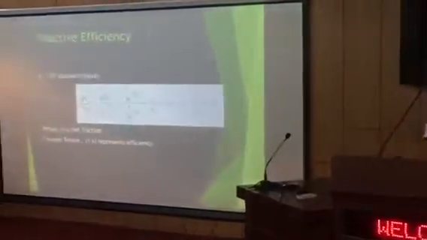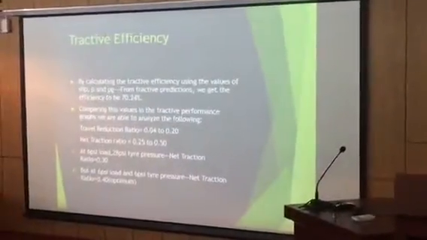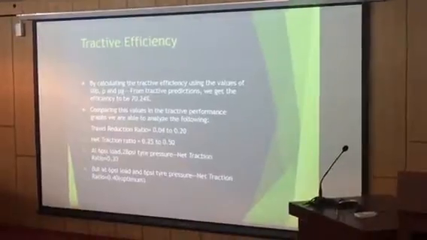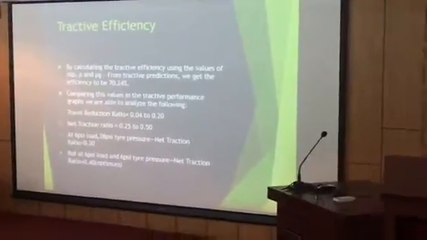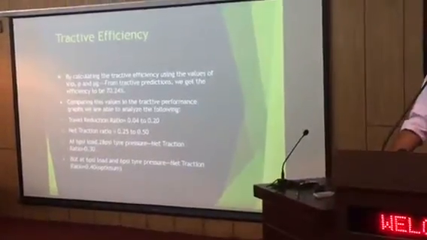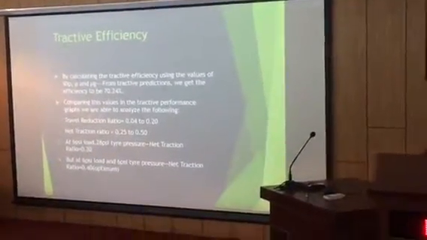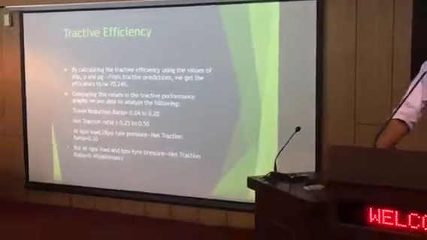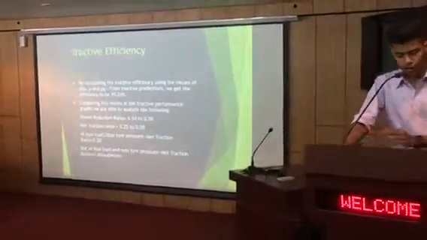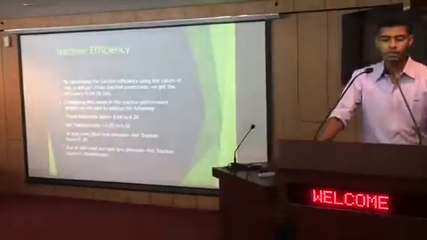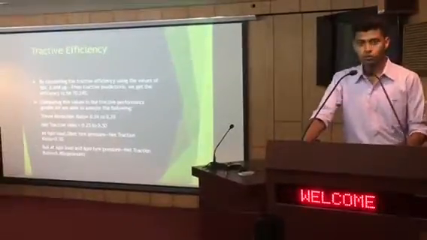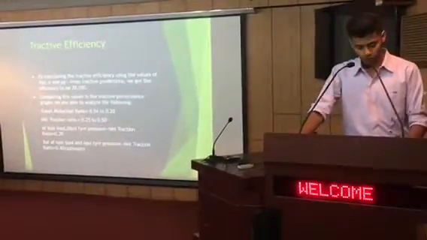Now going on to the calculations we have performed from the values taken from the predictions, that is μg equal to 0.296 and ρ equal to 0.556, the efficiency that we are getting is 70.24% for the traction. Now when we compare this value in the graphs that were explained to you by HITEN, we get the travel reduction ratio to be from 0.04 to 0.20, and this range has to be satisfied for a particular vehicle for optimum traction. And the net traction ratio comes within the range of 0.25 to 0.5.